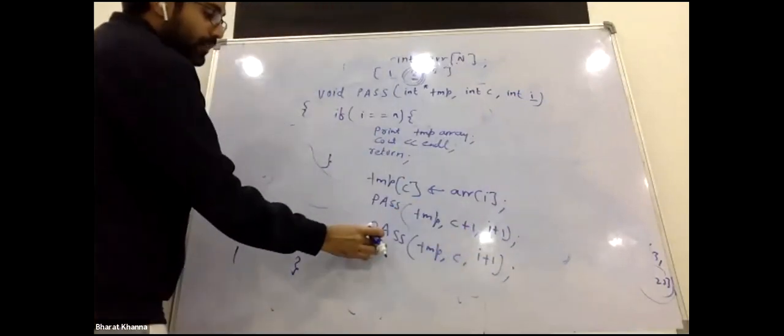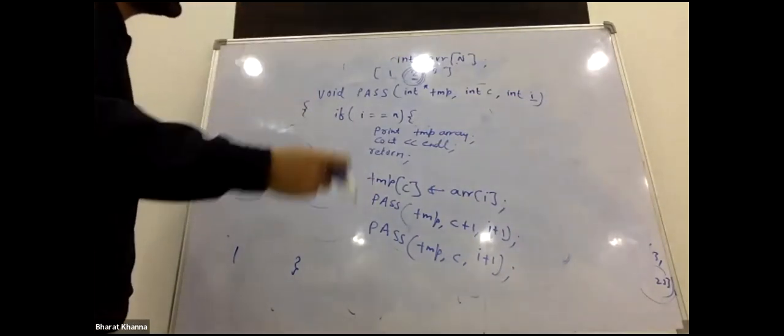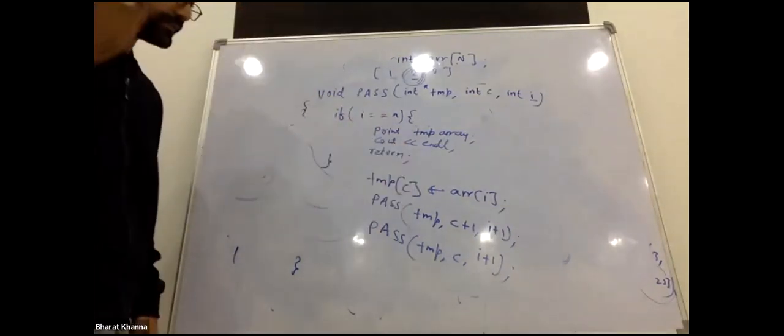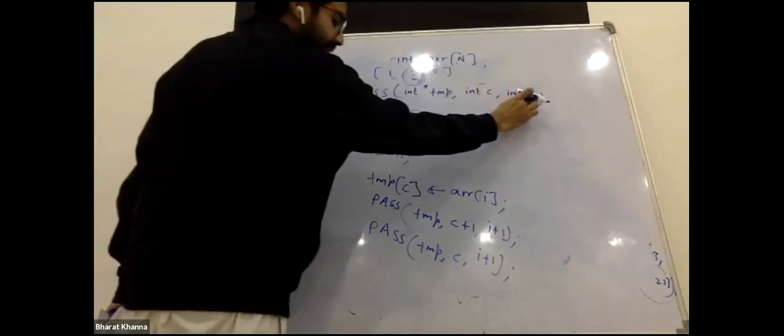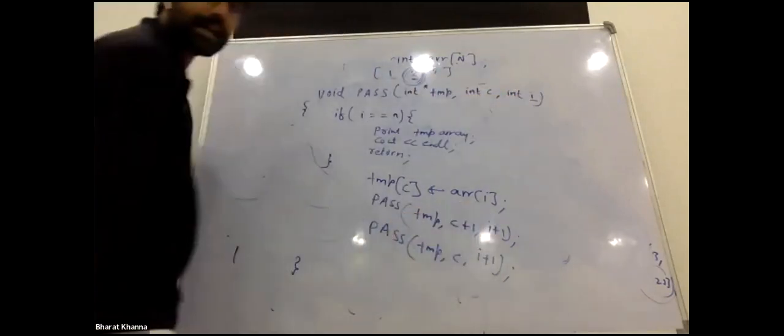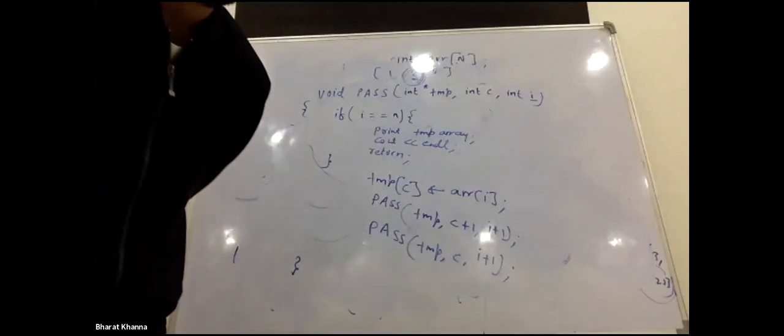Okay. Now, if I were to reject it, then I just need to say to the next function call that, hey, my count is still the same. I have chosen to ignore this element. And now I will be deciding with the I plus 1 element. Is that clear?